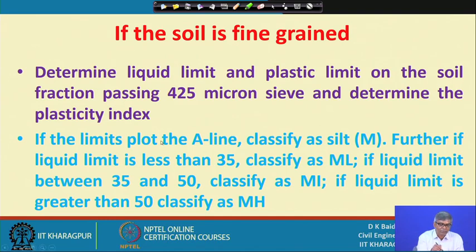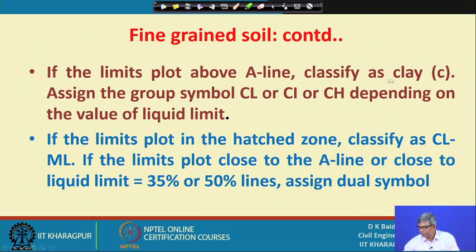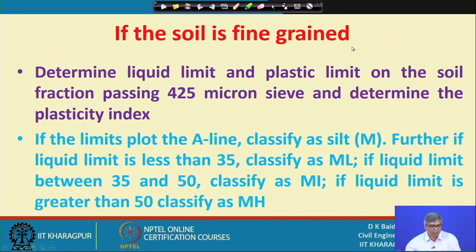So, if the limits plot below the A line, which I have shown before, below the A line all are silt and above the A line all are clay. If the liquid limit is less than 35%, that is silt of low plasticity, that is ML. If the liquid limit is between 35 and 50, that means silt of intermediate plasticity, that is MI, and if it is greater than 50, that means MH, silt of high plasticity.